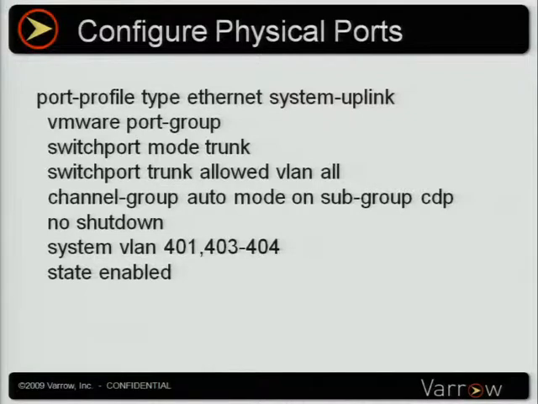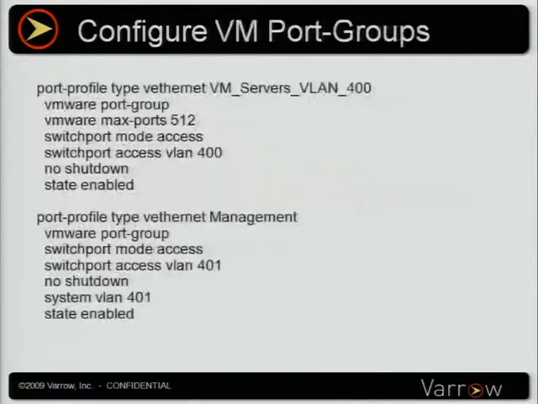So this is your physical connectivity. Then say the server administrator calls and says, I need some new port groups. I need VLAN 400. Okay, so the network guy will log in. He does a new port profile, but this time it's type vEthernet. This means it's going to be a VMware port group. Give it a name. We use the port group command again. The third command, max ports.